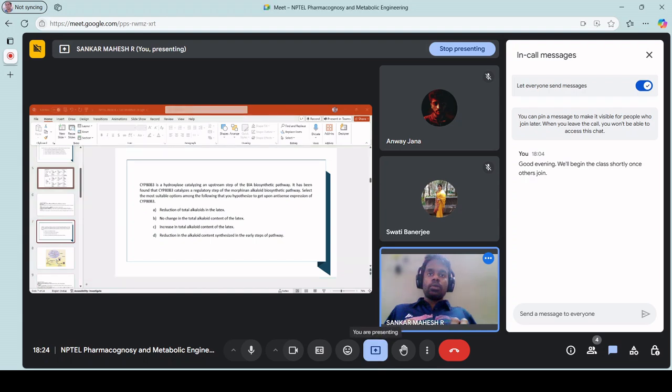Okay, we'll go to the next question. The next question is: CYP80B3 is a hydroxylase catalyzing an upstream step of the BIA biosynthetic pathway. It has been found that CYP80B3 catalyzes a regulatory step of the morphinan alkaloid biosynthetic pathway. Select the most suitable option among the following that you hypothesize to get upon antisense expression of CYP80B3. Four different options are given here: reduction of total alkaloids in the latex, no change in the total alkaloid content of the latex, increase in total alkaloid content of latex, reduction in alkaloid content synthesized in the early steps of the pathway.